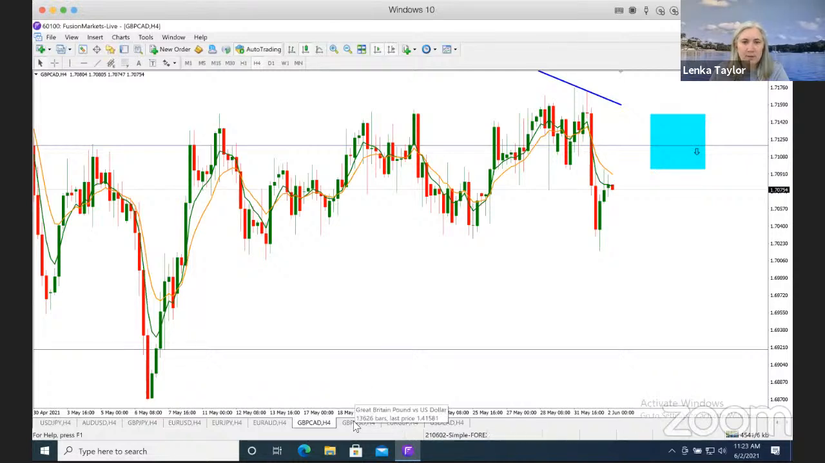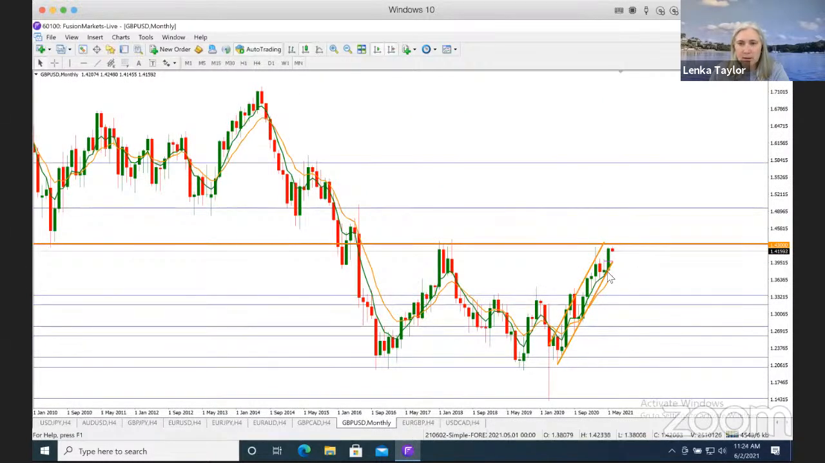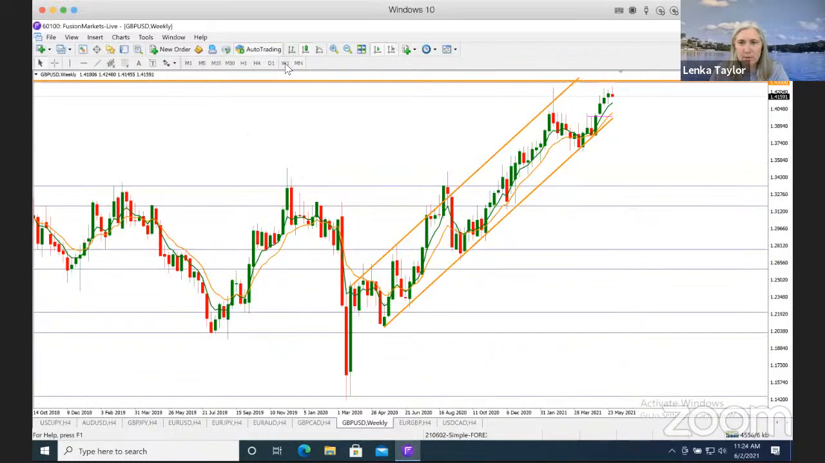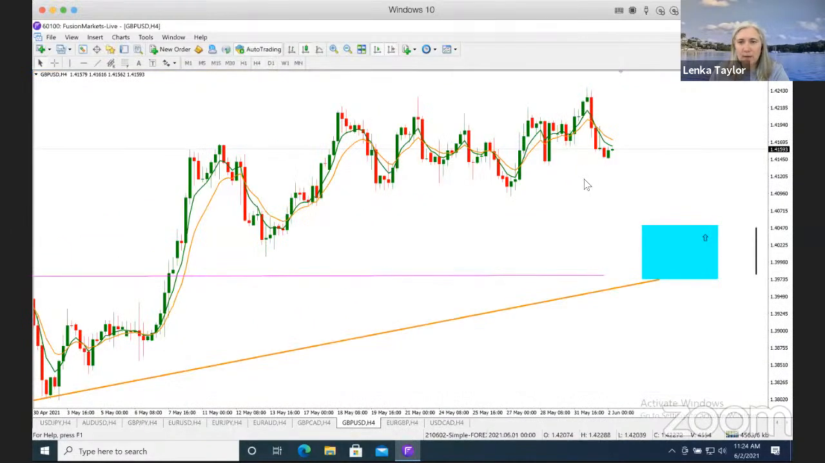Next currency pair I'm going to have a look at is GBP USD. This one is in an upward trend, just reaching that 1.43 horizontal level. Same with weekly, still going up. So I'm looking for a pullback down to the bottom of the channel here. So on the 4-hourly, that would be around this area. If we get a pullback, then I would be looking for a long position. Otherwise, no trade on that one.